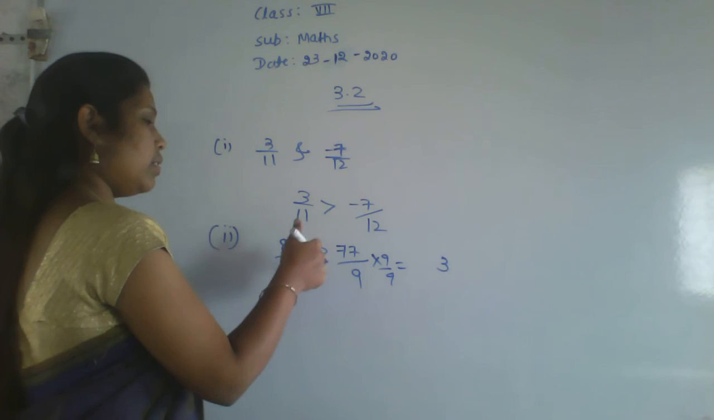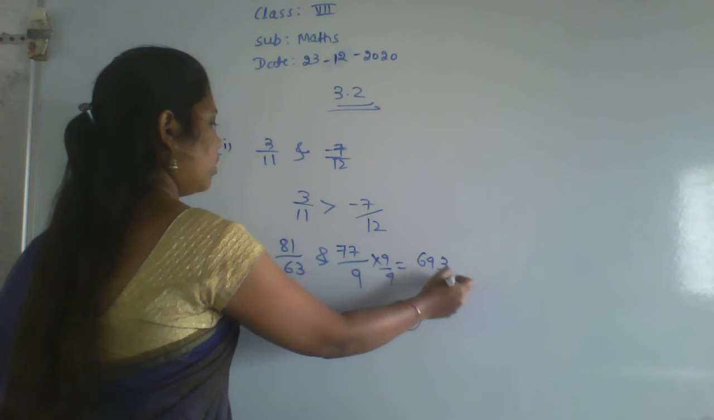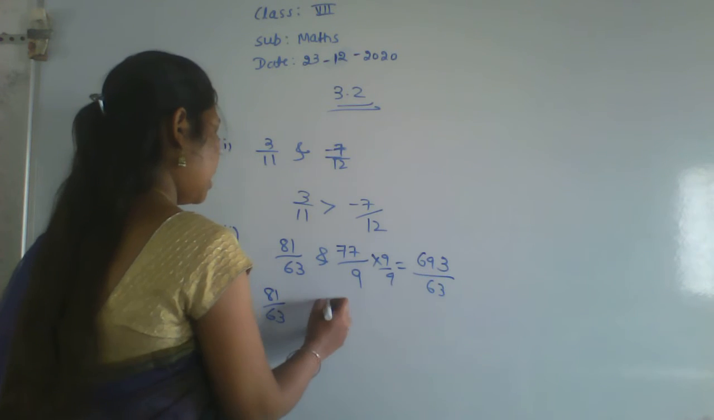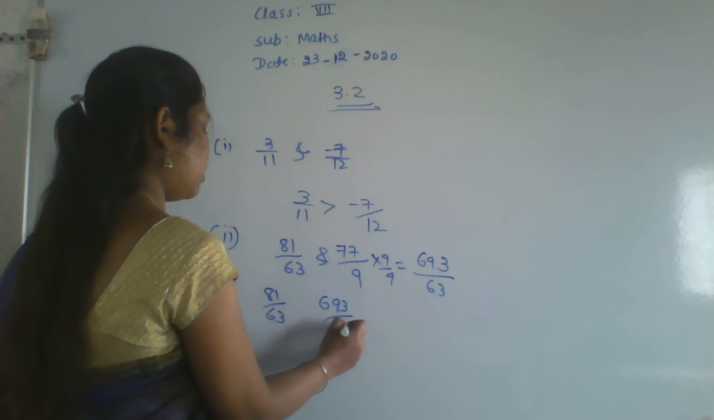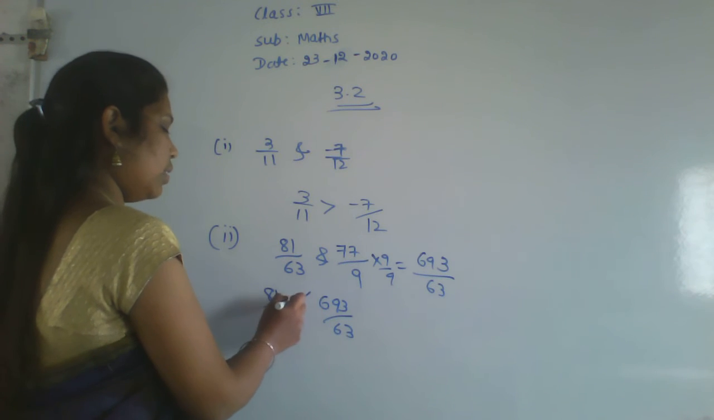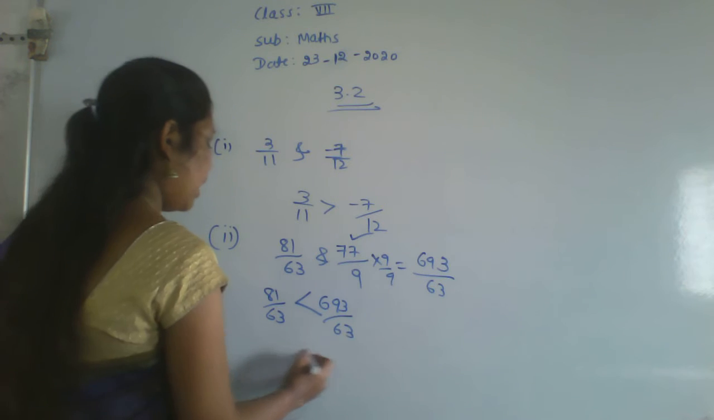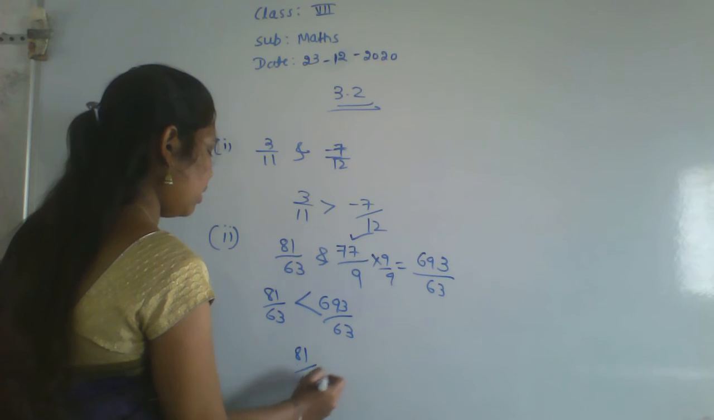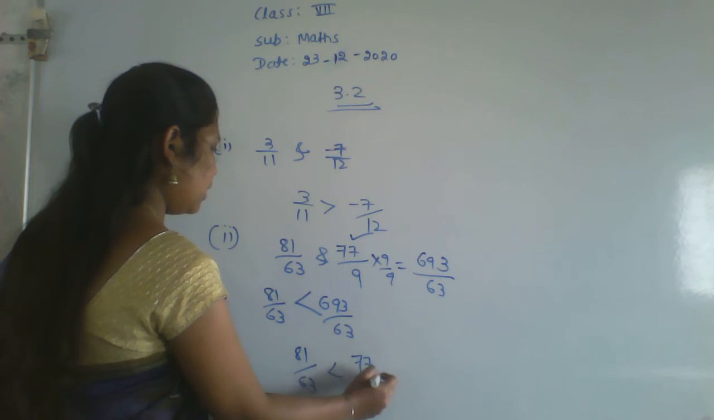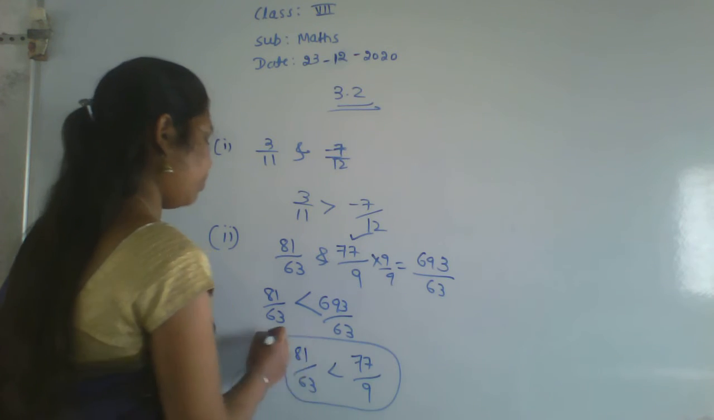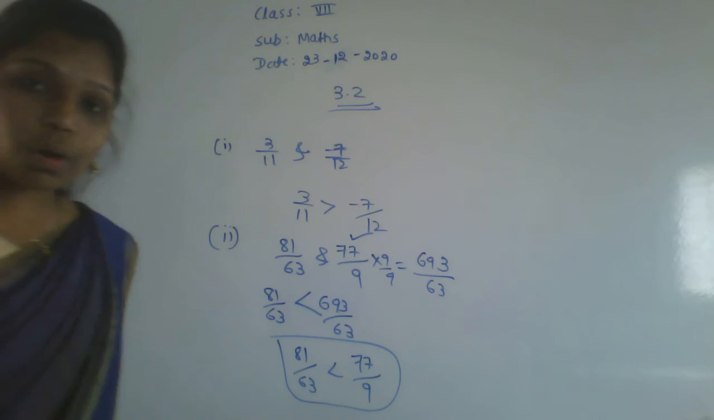9 7s are 63, 6 carry, 9 7s are 63, 69. Okay, that is 693 by 63. And here 81 by 63. Which value is greater? This value is greater. Means this one is the greater value. 81 by 63 is less than 77 by 9. This is the answer. Okay, like this we have to compare. Next one.